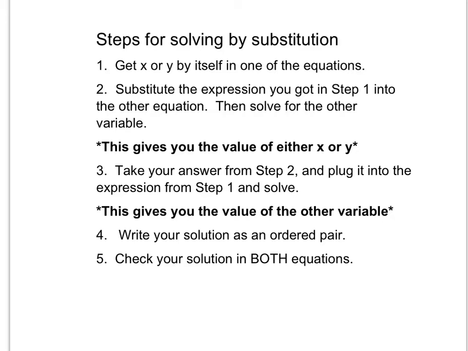Once you've gotten x equals or y equals something, you're going to take that answer and plug it into the expression from step 1 and solve it for the other variable. And that should give you the other one. So if you got x from step 2, then you'll get y from step 3, and vice versa. Once you've gotten both x and y, you're going to write your solution as an ordered pair. And of course, the last step is to check your solution in both equations. Alright, so let's do a couple examples to see how this works.